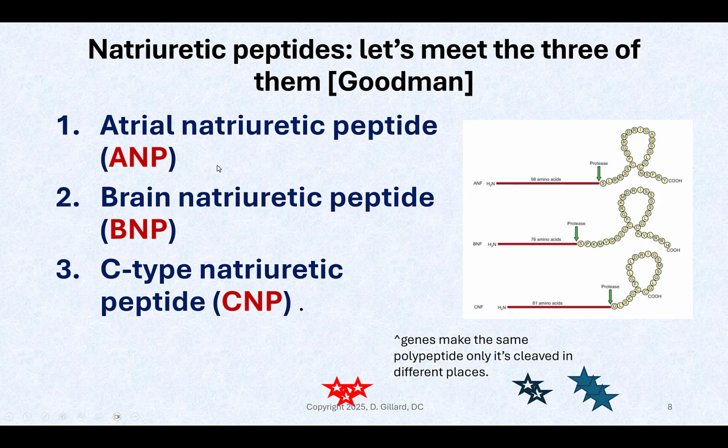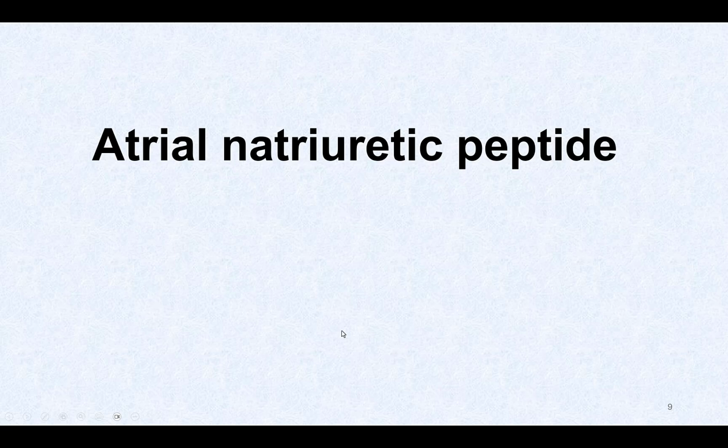All right, let's meet the three. We have the big one that we know most about, and the first one discovered was ANP or ANF, atrial natriuretic peptide or factor. Then we have brain natriuretic peptide or factor. And then we don't know much about this one. This is C type or type C natriuretic peptide, or CNP. They're all made by the same gene, and just proteases cleave them at different spots in the same gene. The gene is actually on 2 different chromosomes, though, as we'll see later.